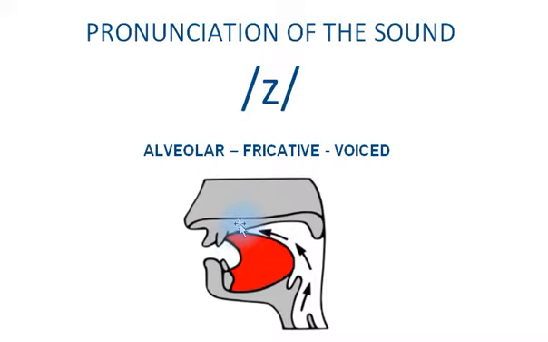This point here, and the sound is also fricative. That means we emit air, emitimos aire, fricative, and voiced. That means that we use the vocal cords. When we apply the sound s, it's a voiceless sound. We don't use the vocal cords. But with the sound z, we always use the vocal cords. This is very important. This is the difference between the two sounds, actually.